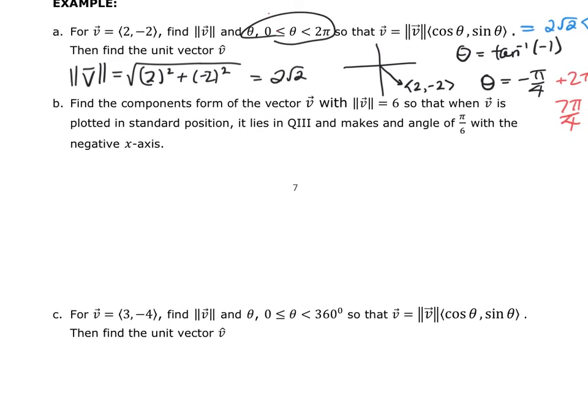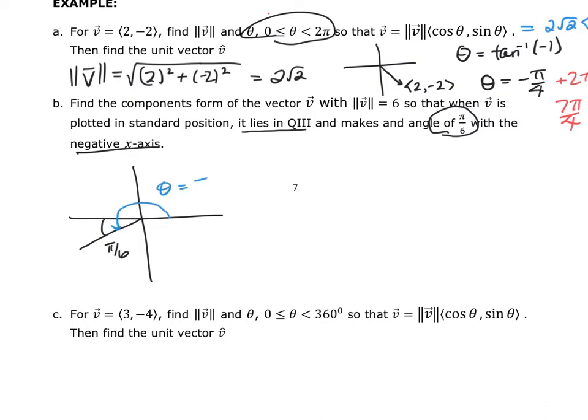Find the components of the vector v where my magnitude is 6 and the angle lies in quadrant 2 or 3 with a reference angle of pi over 6, because that's what that's saying. It's my reference angle. So I'm down here. This is my reference angle, which is pi over 6. That tells me the actual angle theta that I want is going to be pi plus pi over 6. Pi over 6 is my reference angle. So this is going to be 7 pi over 6.